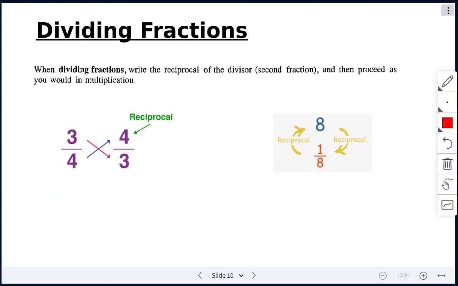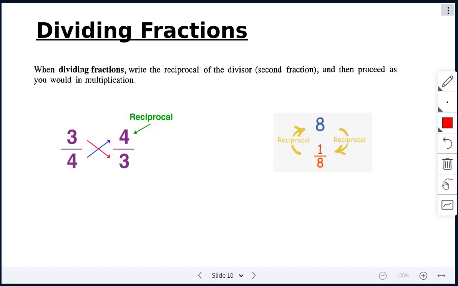All right, so next we are looking at dividing fractions. When we're dividing fractions, there's a new term, if you haven't heard of it before, you would have heard it with me in grade 8. It's called a reciprocal. You have to write the reciprocal of the divisor. That's your second fraction. And then you would proceed as you would in multiplication. So this first slide here, we're just looking at what is a reciprocal.